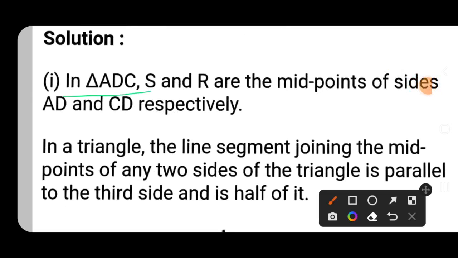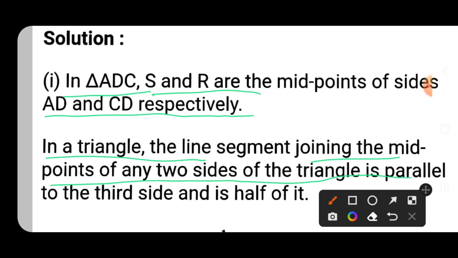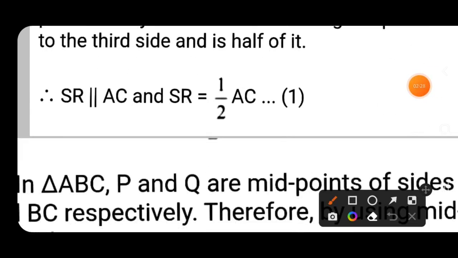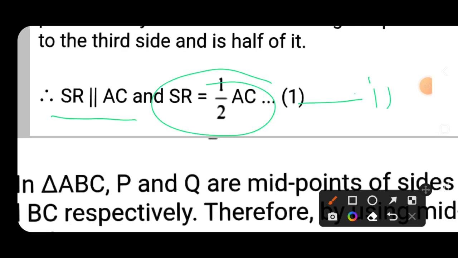In triangle ADC, S and R are the midpoints of the sides AD and CD respectively. Make the figure in your rough notebook or open your book, you can see the figure there. In a triangle, the line segment joining the midpoints of any two sides of the triangle is parallel to the third side and is half of it. This is the theorem. So we can write SR parallel to AC and SR is equal to half of AC. This is your first equation.